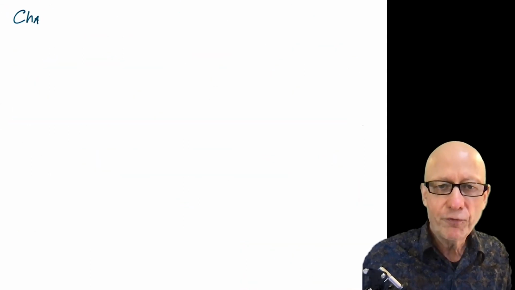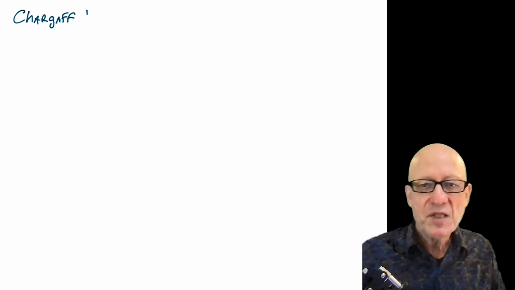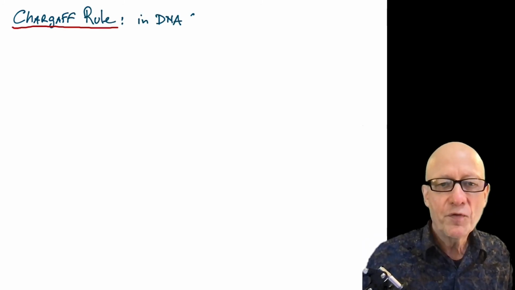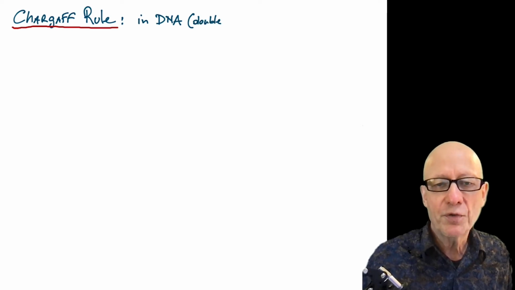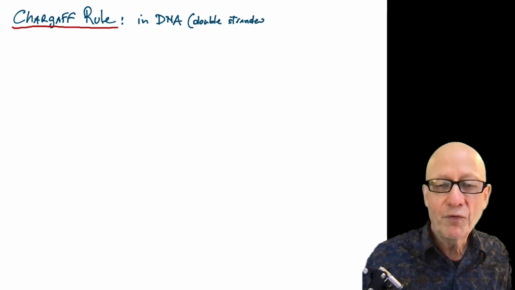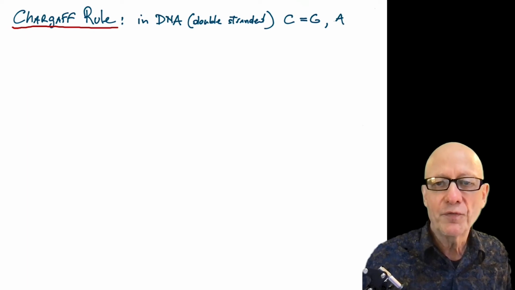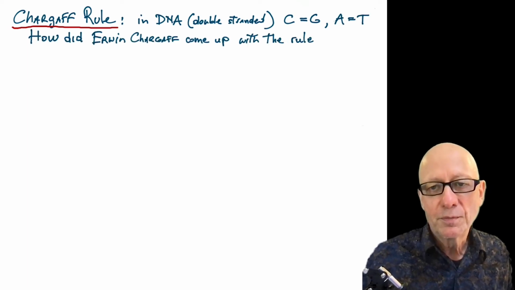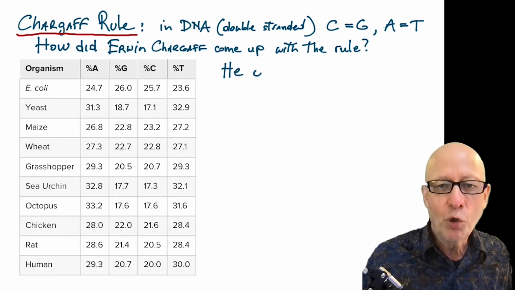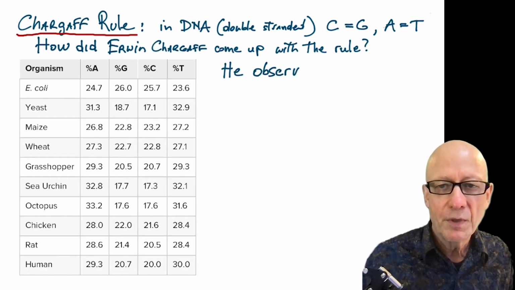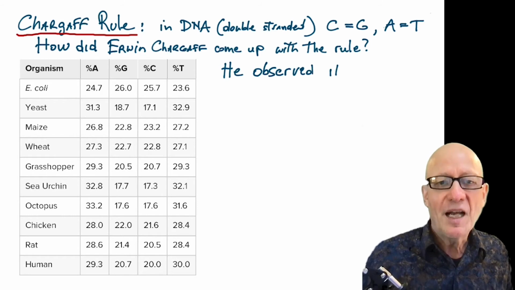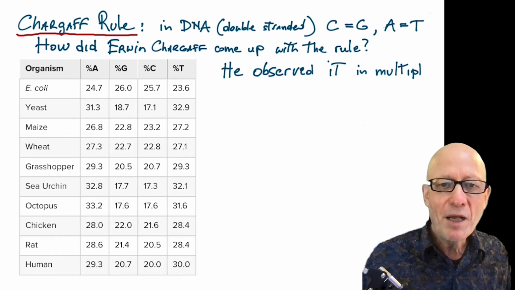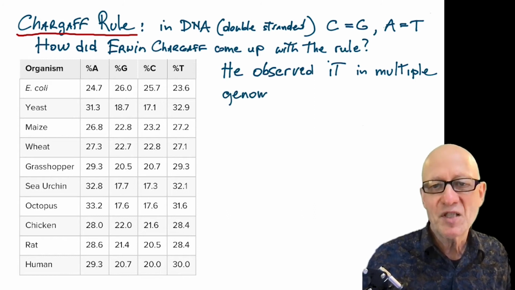What is Chargaff rule? It states that in double-stranded DNA, the fraction of C is equal to the fraction of G, and the fraction of A is equal to that of T. How did Erwin Chargaff come up with the rule? He observed it by studying the composition of multiple genomes, shown in this table. He isolated DNA from this species, hydrolyzed it, and measured the amount of each base in the samples.